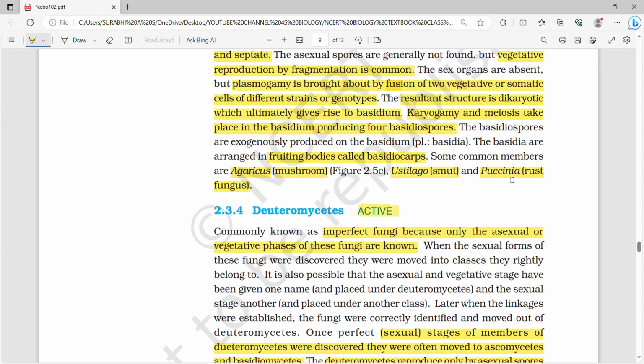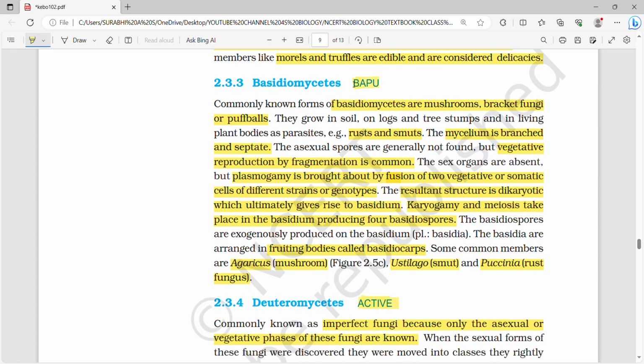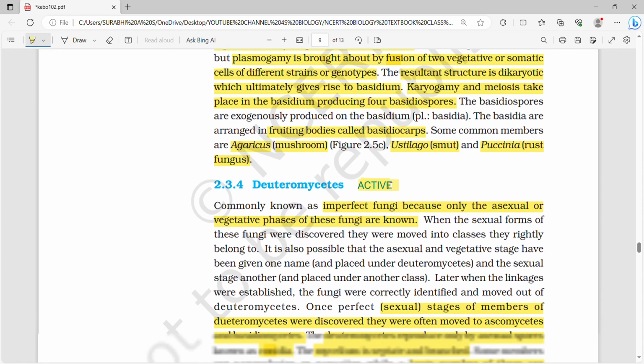The examples are Agaricus, which is mushroom, Ustilago, smut, and Puccinia, rust. So how do you remember this? BAPU. B is for basidiomycetes, and the rest are the examples. So you can remember this.